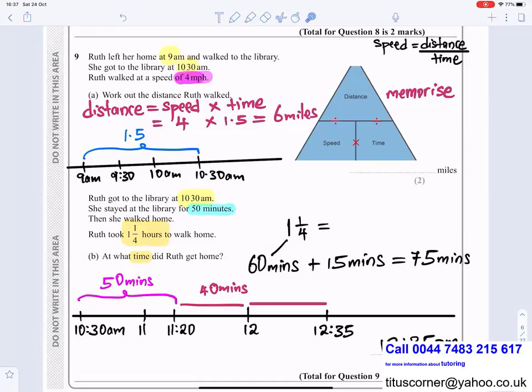You use the formula: speed is distance divided by time. You need to memorize that formula. And some students learn it through the triangle. You want to find the distance, you cover the distance, and it is speed times time. The speed is 4 miles per hour, and the time is 1.5 hours.